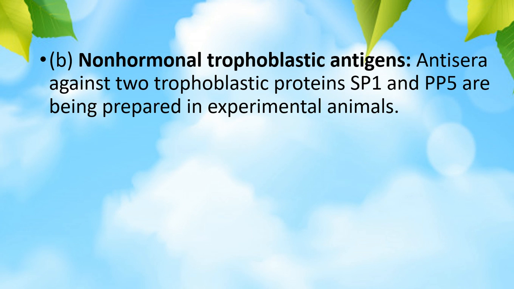Anti-sera against two trophoblastic proteins, that is SP1 and PP5, are being prepared in the experimental animals. These are non-hormonal trophoblastic antigens. Anti-sera means antibodies against specific antigens. So that produces two trophoblastic proteins: one is SP1, that is pregnancy-specific beta-1 glycoprotein, and the other is placental protein 5. They are being tried in animal experiments.